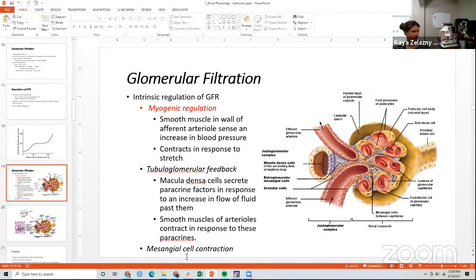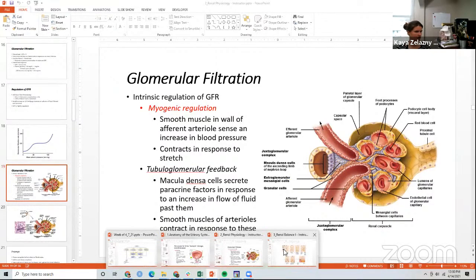So mesangial cells are part of one of the ways that we can regulate our glomerular filtration rate. So here, this mesangial cell contraction is happening here in this juxtaglomerular complex. So here we see our extraglomerular mesangial cells, right? So they're in here with our other juxtaglomerular cells. And they basically can help us squeeze down on the blood flow here and help us regulate our GFR. So that's one of the things that we're doing.